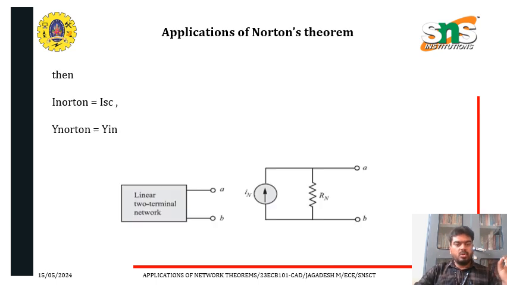Then I Norton equals ISC, so the Norton current is also called the short circuit current. And Y Norton, that is the admittance, equals Yin. On the left side of the image, we can see a linear two terminal network, which is considered a complex network. The right side is a simplified version of this complex network, which has one current source in parallel with a resistance, defined by IN and RN.